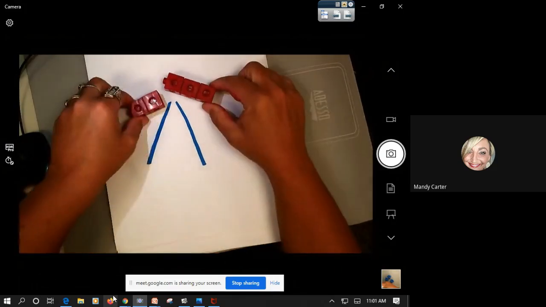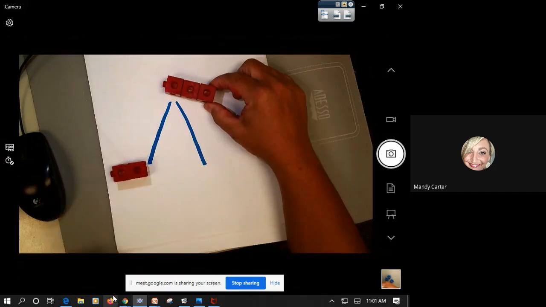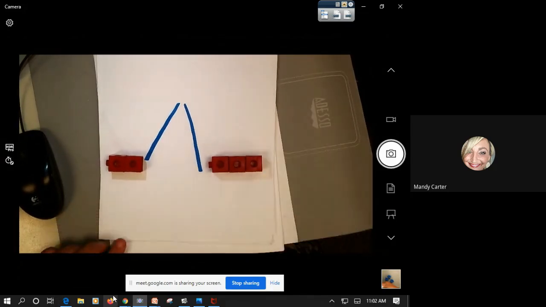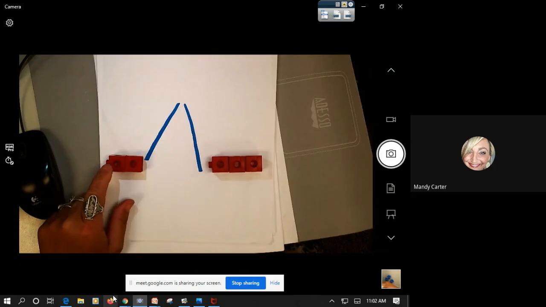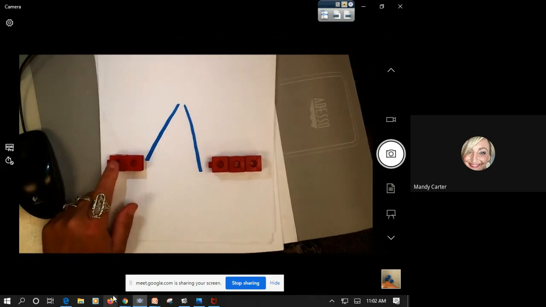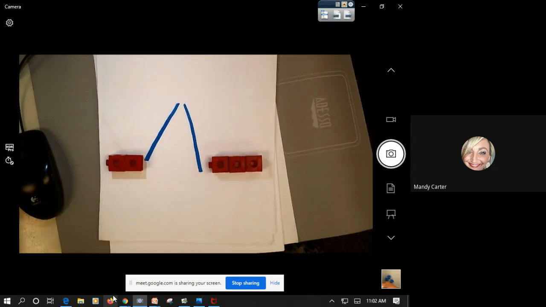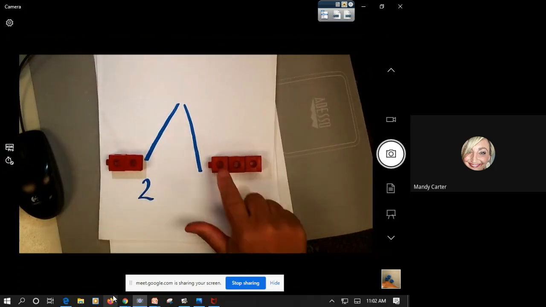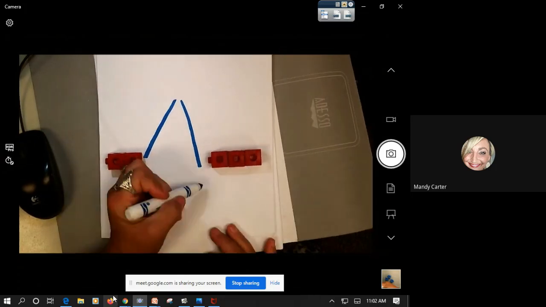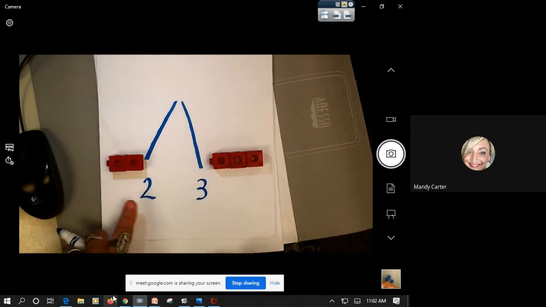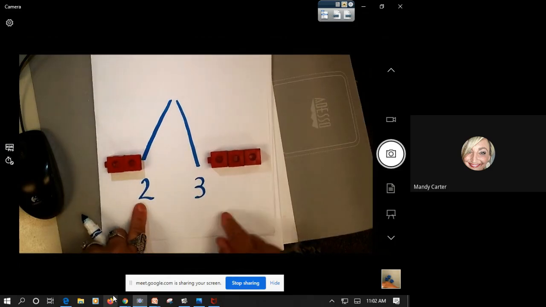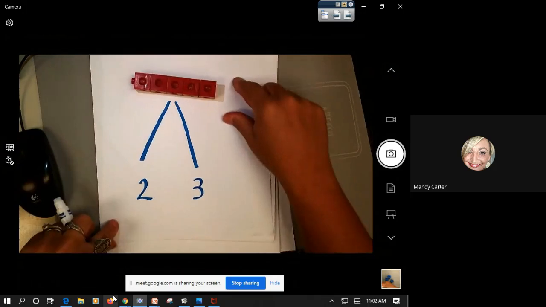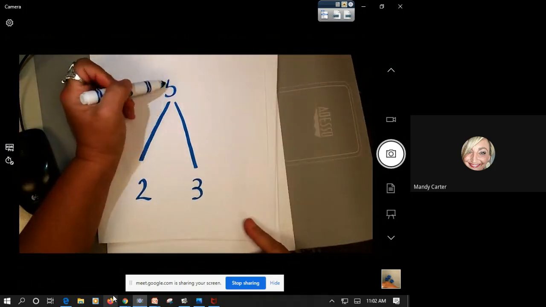And now our total, we have some that fall here and some that fall over here. So how many are on this side? 1, 2. 2 here, and 1, 2, 3 here. Now these are our partners, and this is our total. The total is 5.